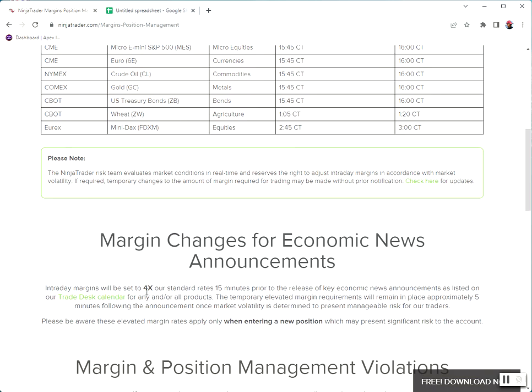Intraday margin will be set to 4 times. Basically, the margin changes for economic news announcements. When there are major news releases, the margins are going to increase 4 times. The news announcements are listed on our trade desk calendar, and that's very important. You want to look at it before you have the trades set up for the next day.